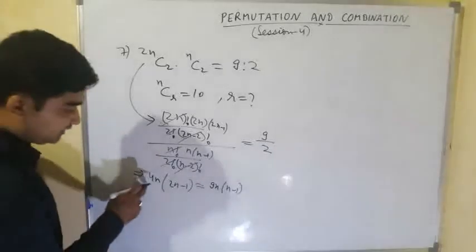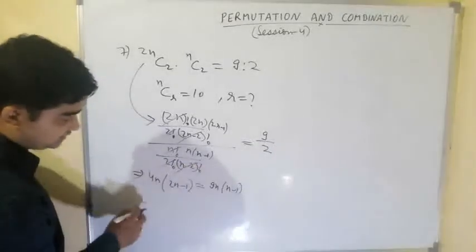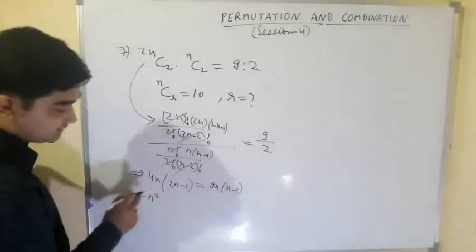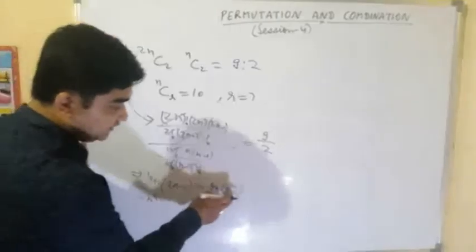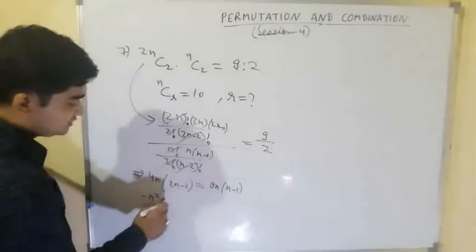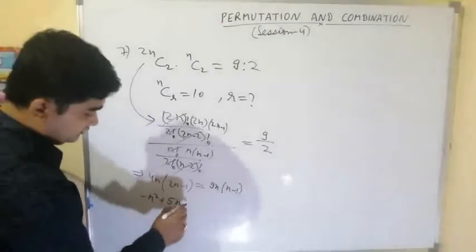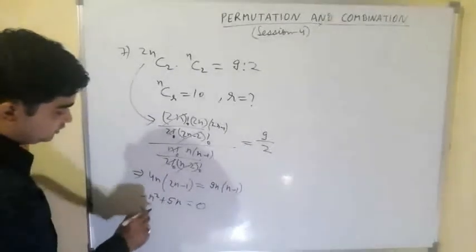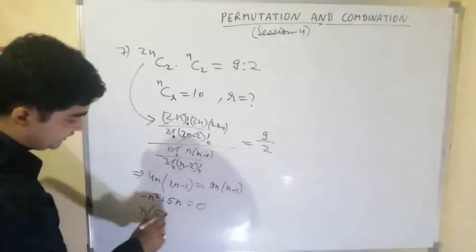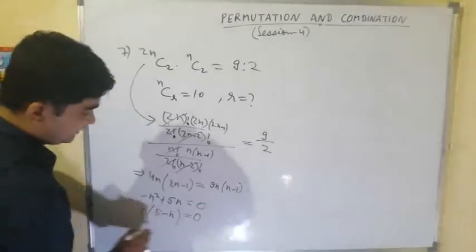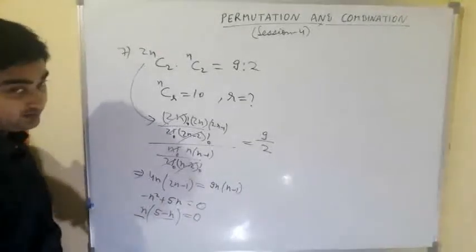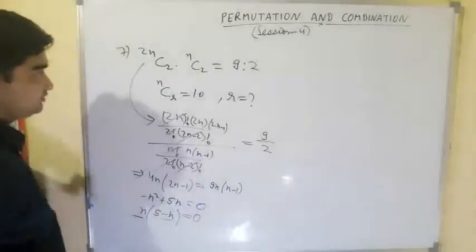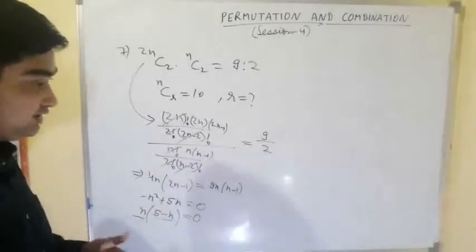So let us do. It is 8n square and here we have 9n square. So it is minus n square. Then minus 4n. Here we have plus 9n, which is plus 5n, which is equal to 0. Take n common. We will have 5 minus n is equal to 0. That means either n is 0 or n is equal to 5. But check whether n can be 0 or not. No, n cannot be 0.